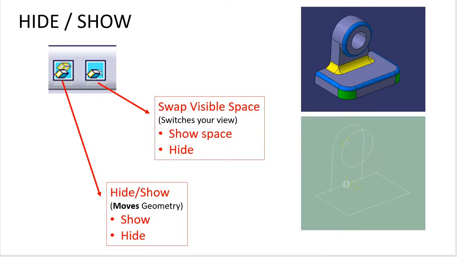There are two icons in Catia that deal with this. One is called the swap visible space icon. This simply switches what you're looking at. It doesn't move geometry from one space to another. It just switches your view. The other icon actually switches geometry from one to the other. So if you're in the hide space and you select geometry, you can move it to the show space. You can do that with this hide show icon. So now let's take a look at this in action in Catia.